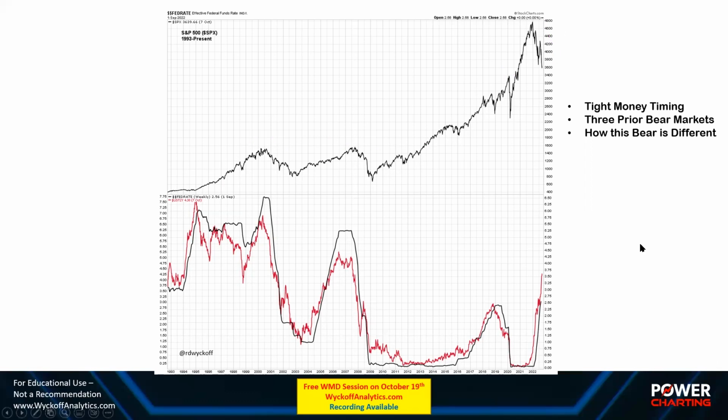Let's look at the first bear market, which was 2000 to 2002. Here I've highlighted in yellow the bear market period in the S&P 500. Now let me explain this chart. The black line is the Fed funds rate, the Fed rate, we call it.